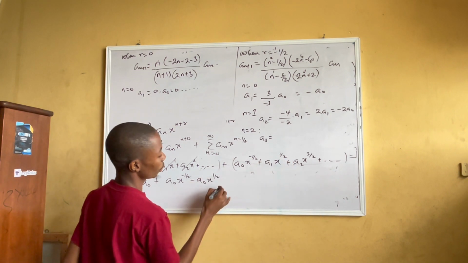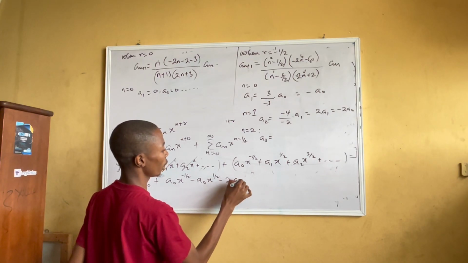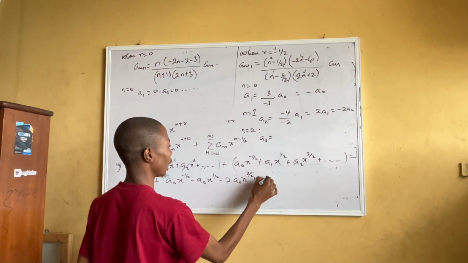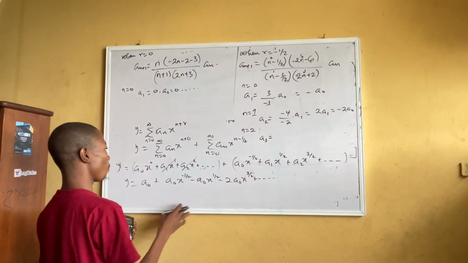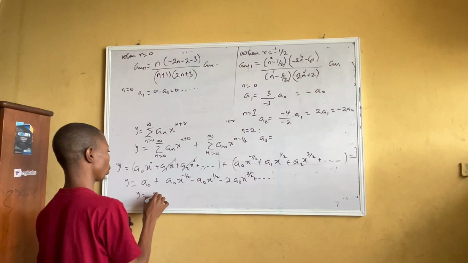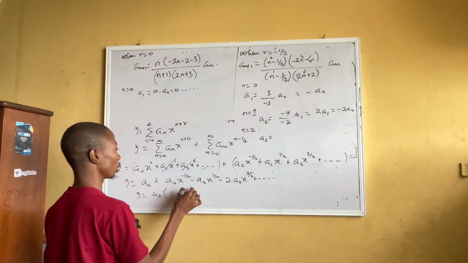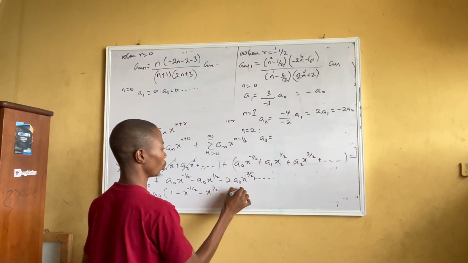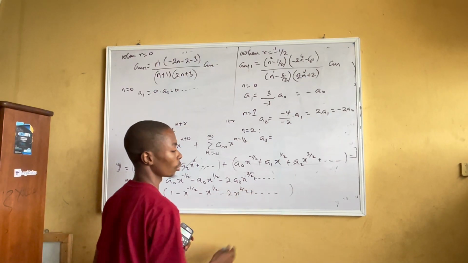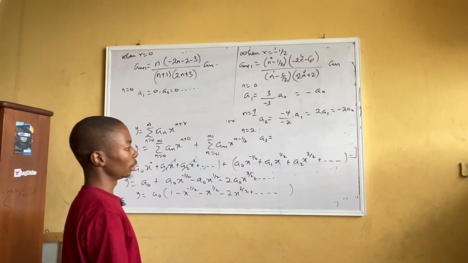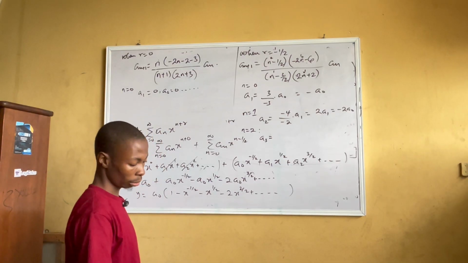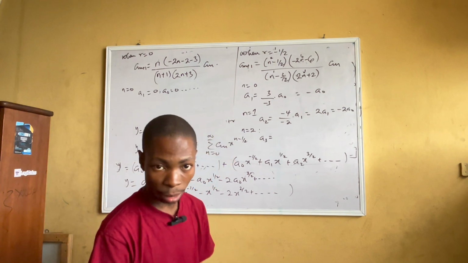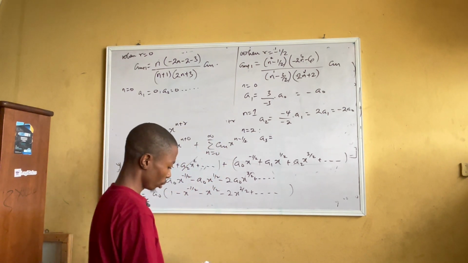What is a2? a2 is minus 2a0 x^3 over 2, like that. So when you now factorize a0, and that's all, y equals a0 into 1 minus x minus half x^2 minus 2x^3 over 2, and the series continues like that. So that is the final solution of this series.